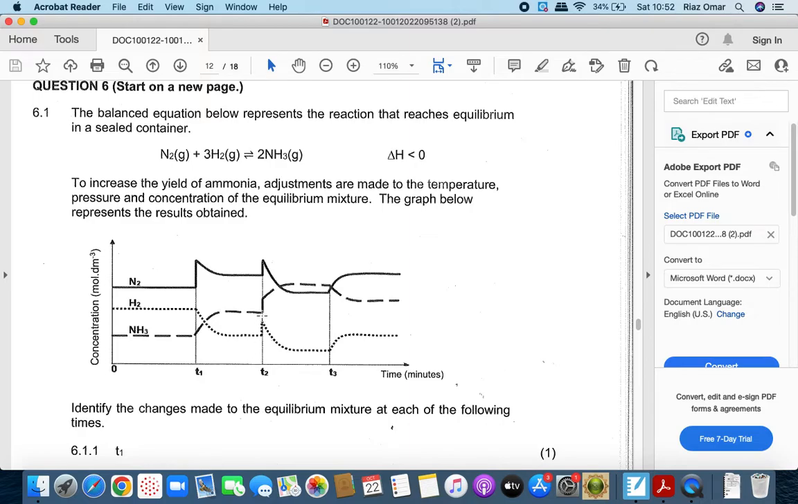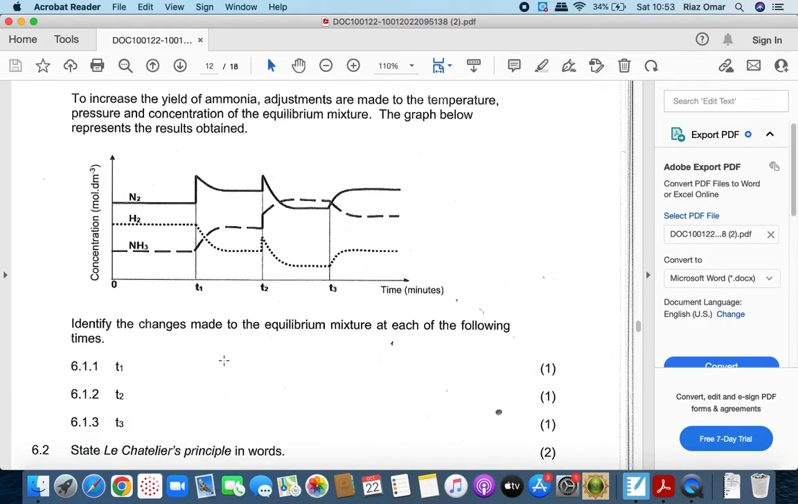Then in T2, we see that all three of them have a jump, an increase or decrease, whatever the case is. In this case, it's an increase. And then at T3, we just see there's a change where certain ones go up and certain ones go down. So we'll have to analyze that. So the question is, identify the changes made to the equilibrium mixture at each of the following: T1, T2, and T3. And what do we know? The adjustments are made to the temperature, pressure, and concentration. So where's temperature, pressure, and concentration in this graph?